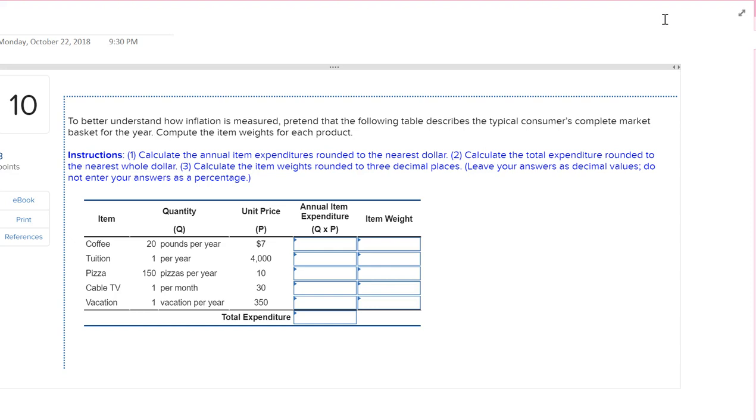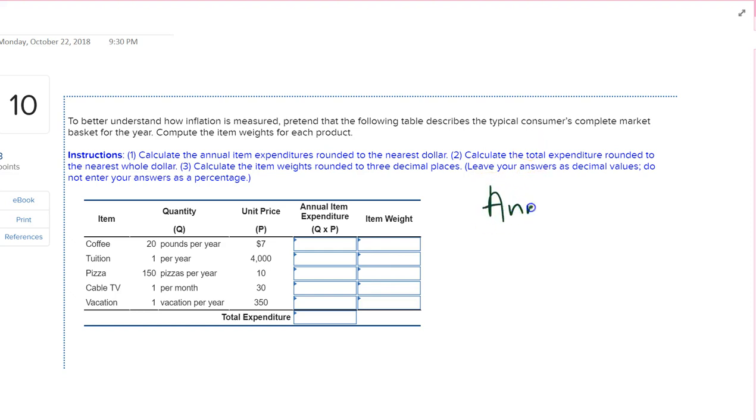Number 10 gives us a chance to calculate some expenditures and find the weight of each item in the basket. So the weight is calculated using a formula that I'm just going to show you out here, so as we're working it makes sense. We're going to take the annual expenditure on a particular category and divide it by the total expenditure. So we're weighting it within the category within the total, which is that ratio. We've seen that before in economics.